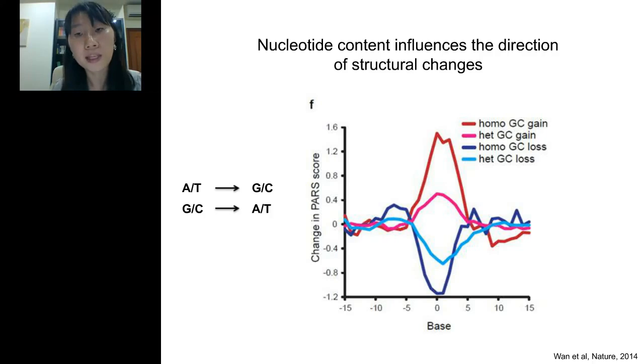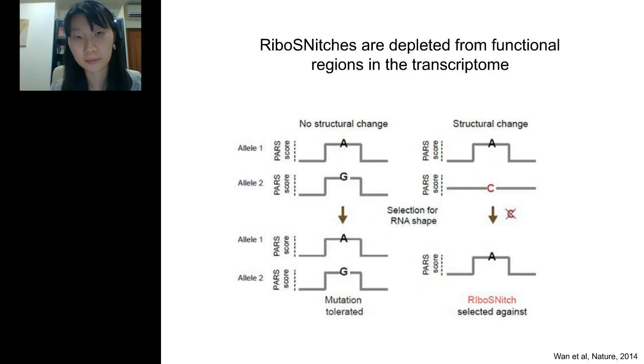So when the base changes from GC to AT, you can see that it tends to be more single-stranded. And when the base changes from AT to GC, it tends to gain double-strandedness. And when it is a homozygous change, the magnitude of the structural change is much, much greater than a heterozygous change.